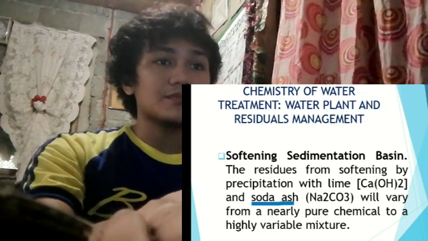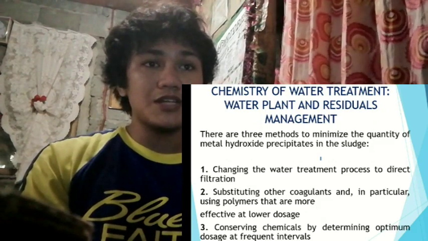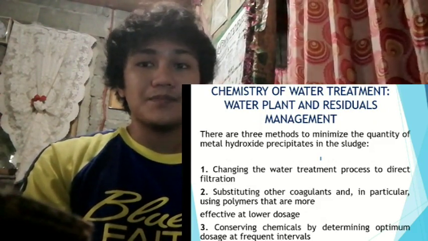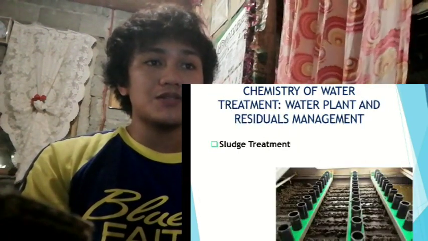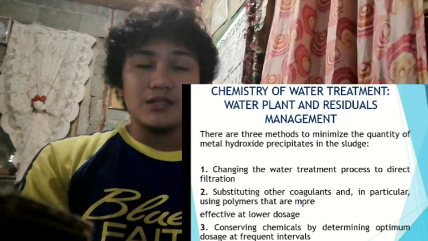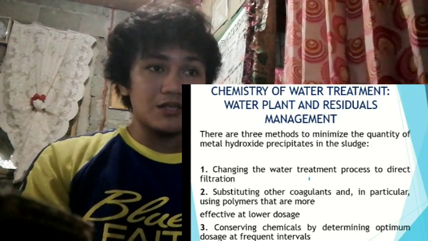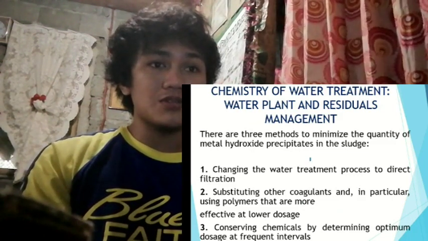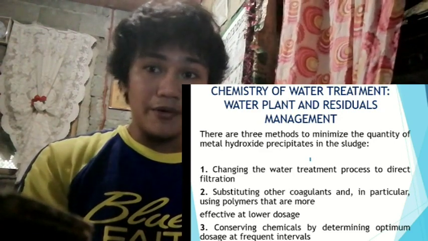Minimization of sludge generation for sustainability. Minimizing sludge generation can have an advantageous effect on the requirements and economics of handling, treating, and disposing of water treatment plant sludges. Minimization also results in the conservation of raw materials, energy, and labor.